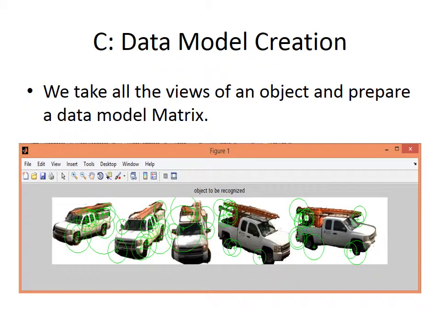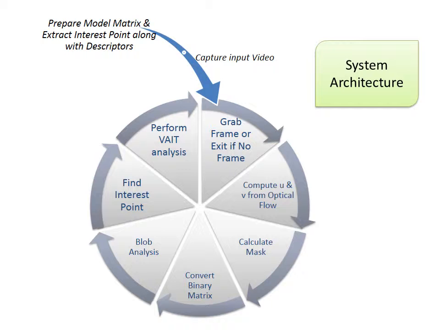We take all the views of an object and prepare a data model matrix. This matrix is like an image of all views, but it is actually different matrices under one array. If we try to detect objects from optical flow, the entire image needs to be processed, which will generate many more interest points that are of no interest to the particular object. Here you can see our overall system architecture.